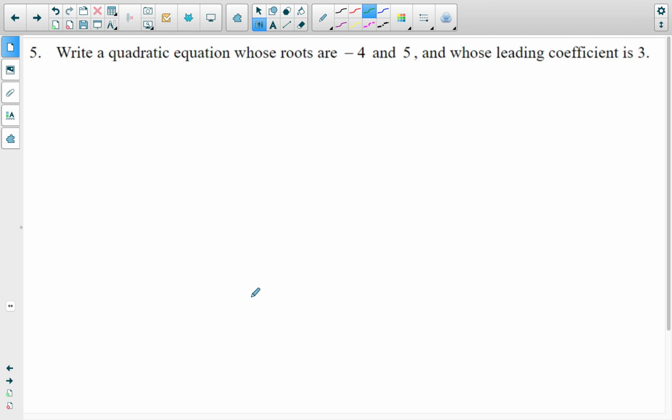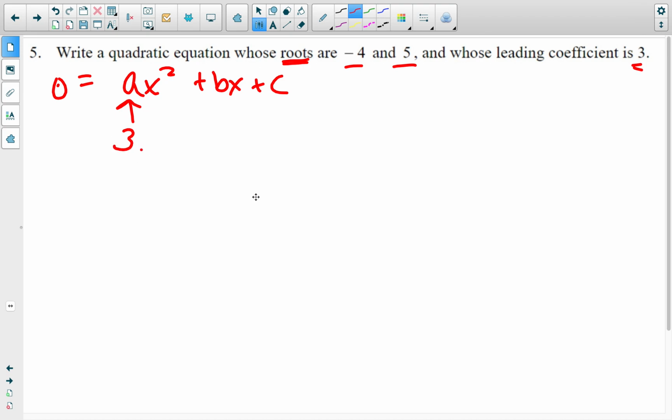Last type of problem we might see with this: write a quadratic equation whose roots, meaning whose solutions, whose zeros, are -4 and 5, and whose leading coefficient is 3. Okay. So what we're trying to do is get from this sentence into the form 0 equals ax squared plus bx plus c. That's what we're trying to do. All right, so this leading coefficient has to be a 3. And so what we're going to do is the following. We're going to take our 3, that's our leading coefficient, and then we're going to set up our two quantities, and that's going to be equal to 0.